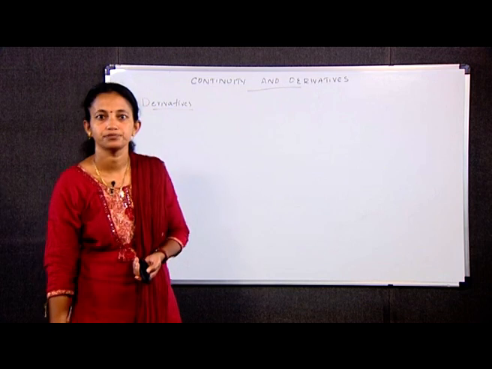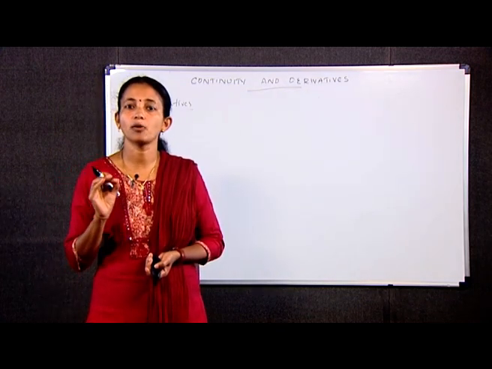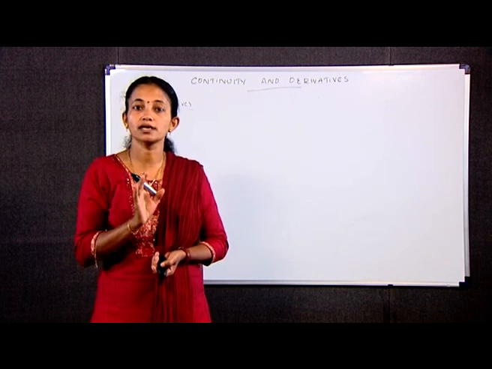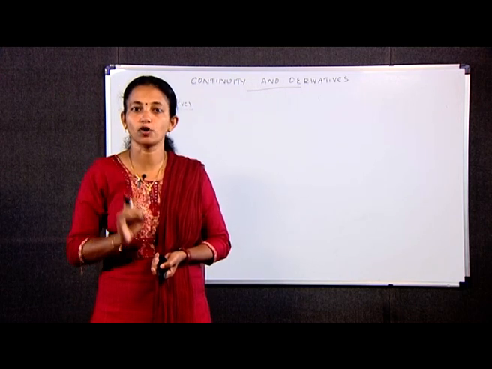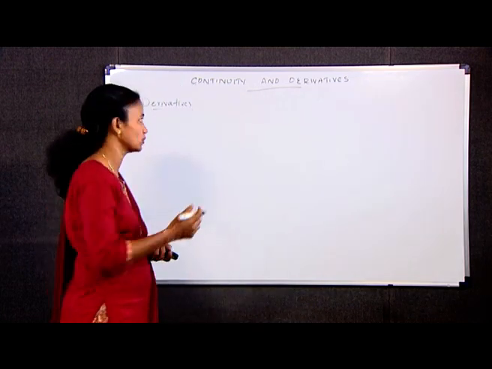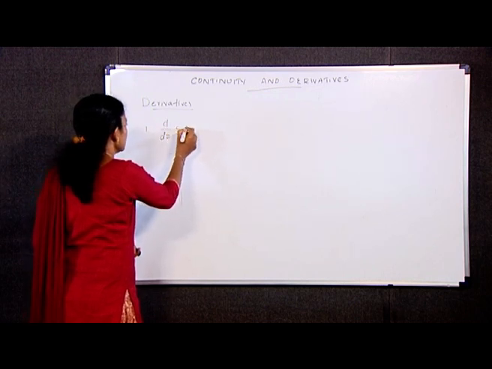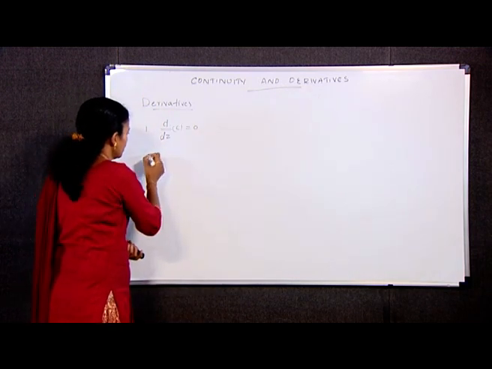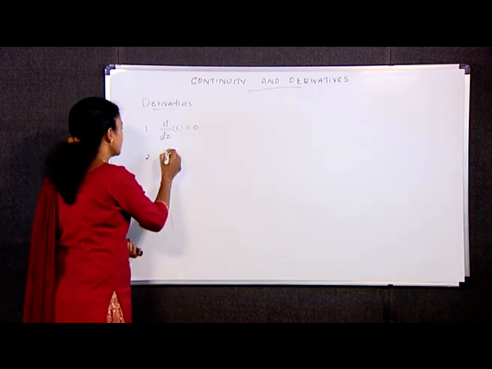Differentiation formula. Theorem. Let c be a complex constant and let f be a function whose derivative exists at a point z. Then we have the following formulas. First one, d by dz of c is equal to 0, where c is a constant. Next one, d by dz of z is equal to 1.